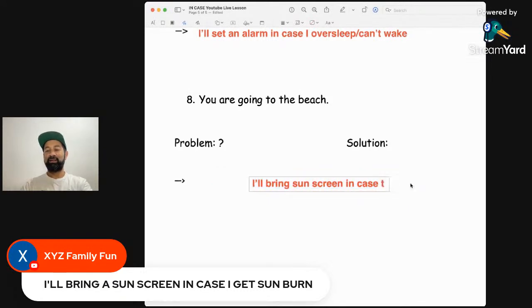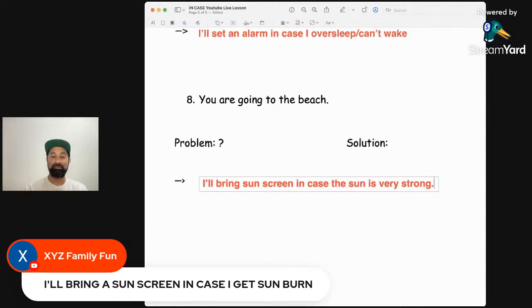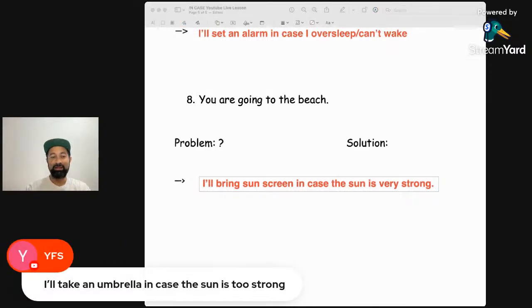And what I would say here is in case the sun is very strong, in case it is very sunny. All right, so if it's very sunny, there is the possibility of becoming sunburnt. So we bring sunscreen. So we put that sunscreen on. A little bit confusing. YFS, I'll take an umbrella in case the sun is too strong.